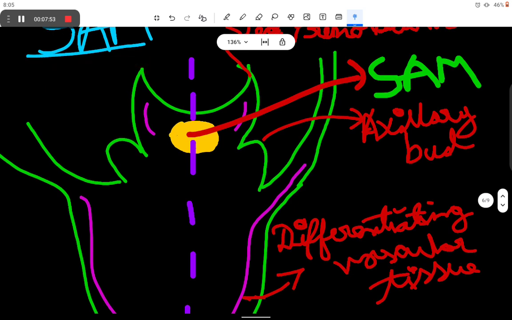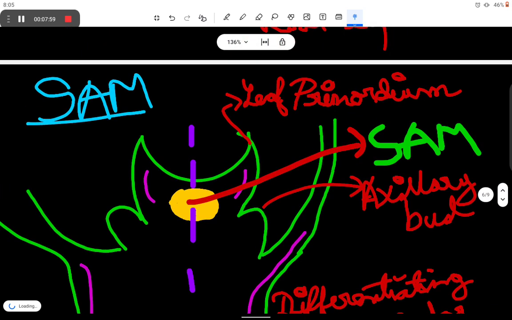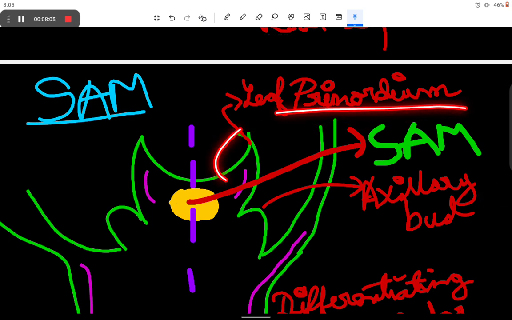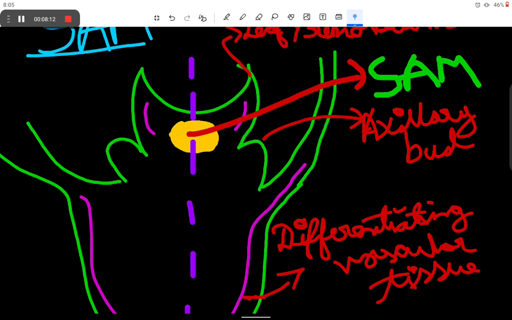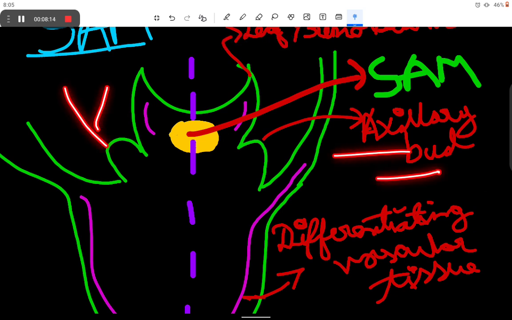And now shoot apical meristem. See, same thing at the tip of the shoot. We have just cut it vertically. Then this thing, the small leaf which will originate, is the leaf primordium. Know this, leaf primordium. And these small overgrowths are the axillary buds, which will give rise to branches, flowers.